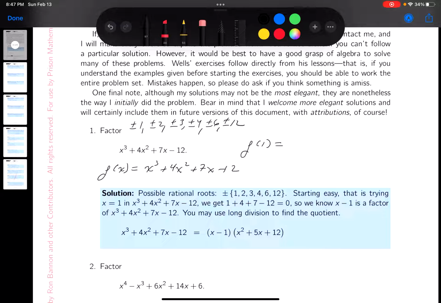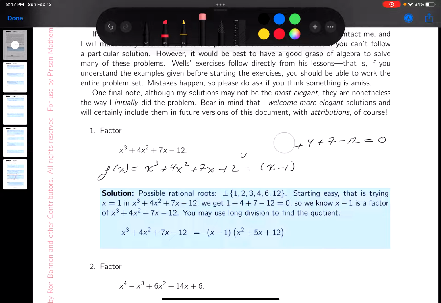And if you try 1, what do you get? You would get 1 plus 4 plus 7 minus 12. And if you look at that, 1 plus 4 is 5, 5 plus 7 is 12, and 12 minus 12 is 0. So right now, what I know is that 1 is a root. Therefore, I know x minus 1 is a factor. Now, I realize someone could say, you're going to test the other ones? Absolutely not.